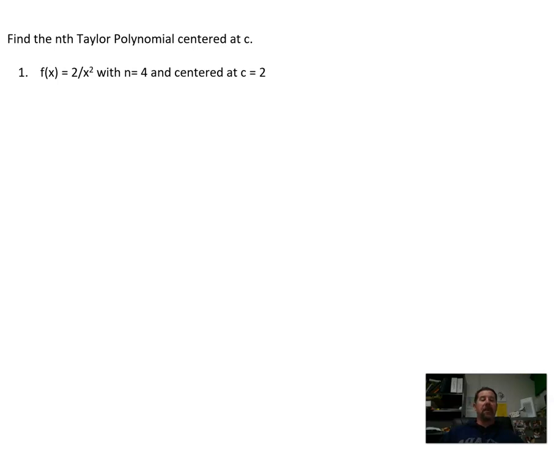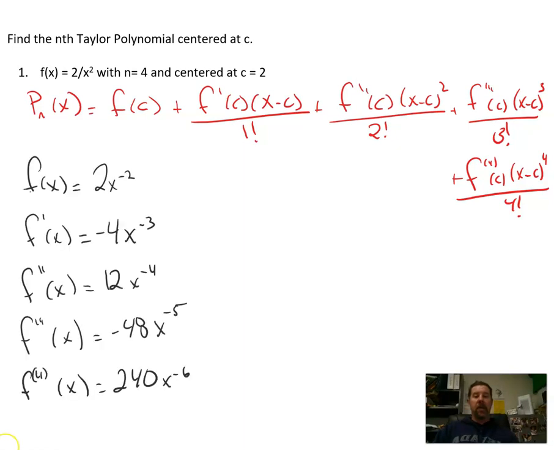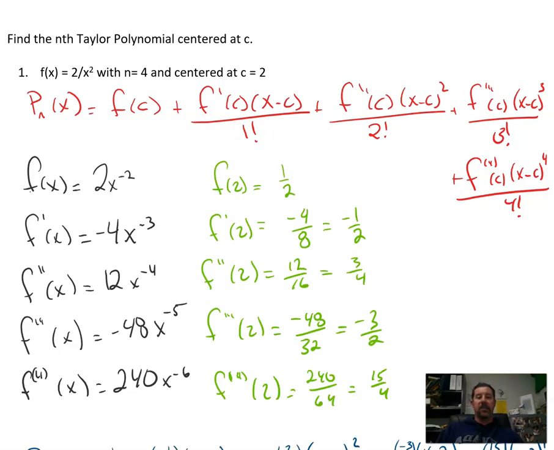So I'm going to go ahead and use my formula, and there's our formula for a 4th degree approximation. And so to find this, I need to find f of c, f prime of c, f double prime of c, and so on. Relatively quickly, you should be able to find f of x and the derivatives that you are going to need. Now you just need to evaluate them at c. So again, we're going to evaluate our derivatives at 2, and that's what we get.